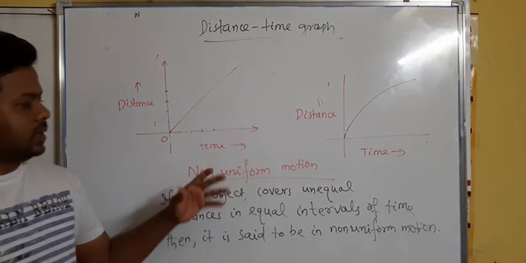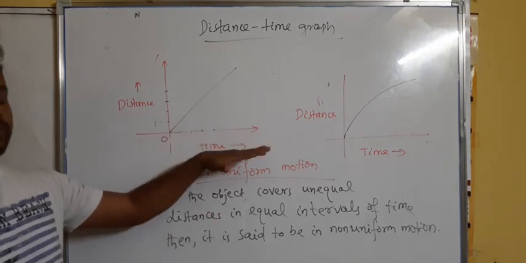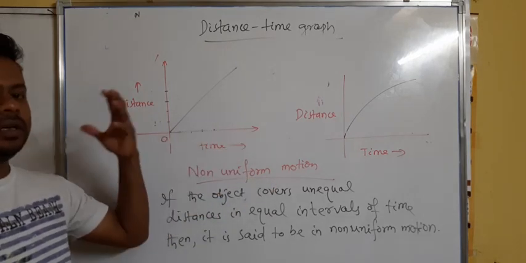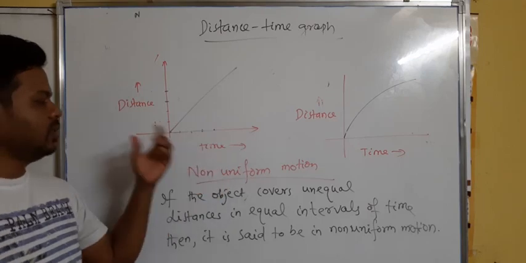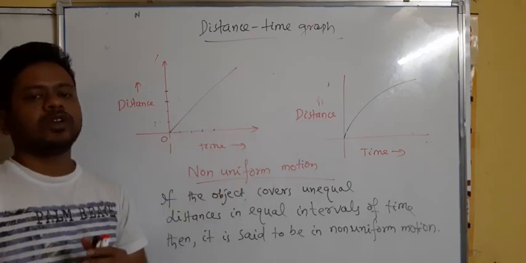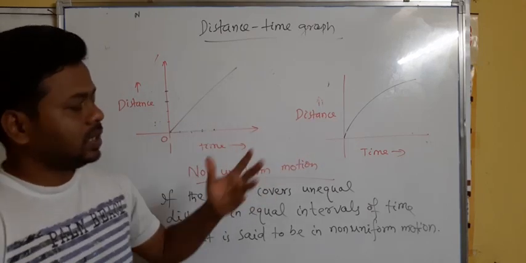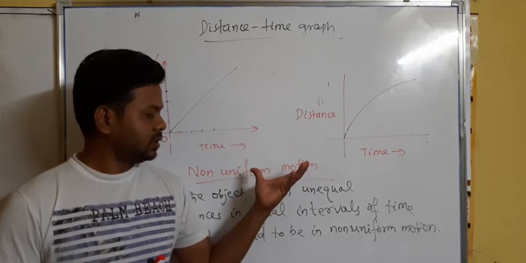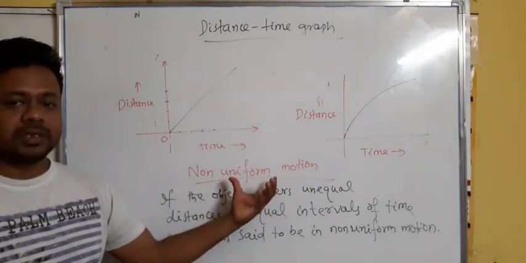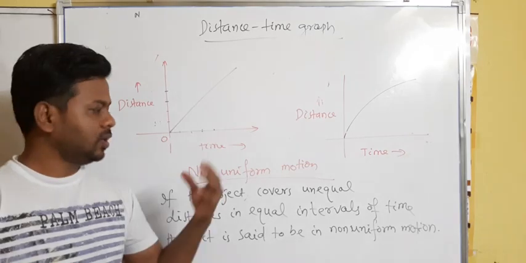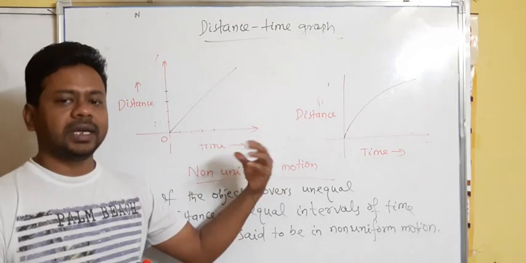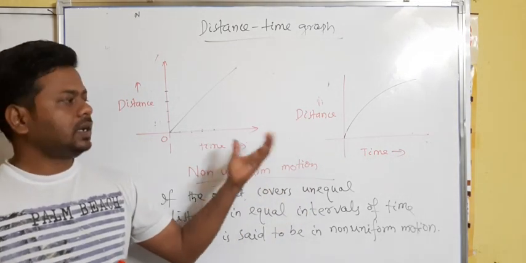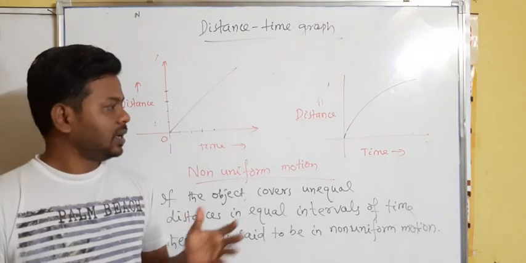Okay students, I think it is clear about uniform and non-uniform motion and what the distance time graph of uniform and non-uniform motion looks like. I think you have understood all the concepts about uniform and non-uniform motion, physical vector quantity and scalar quantity, and distance and displacement.